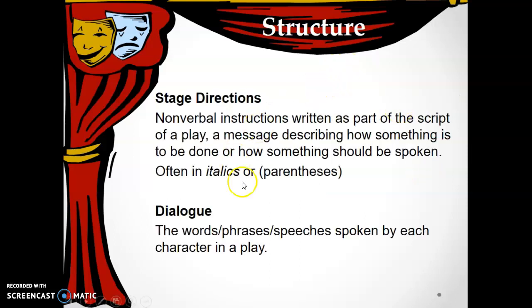Then we have stage directions. They are usually in parentheses, like this right here, or they are italicized, which means the letters are slanted. So stage directions are nonverbal instructions written as part of the script of a play, a message describing how something is done or how something should be spoken. So when we're reading our play, we do not read out loud what's in the parentheses or italicized. We don't read the stage directions. We just do it, or we react in whatever type of way the stage direction is telling you to react in.